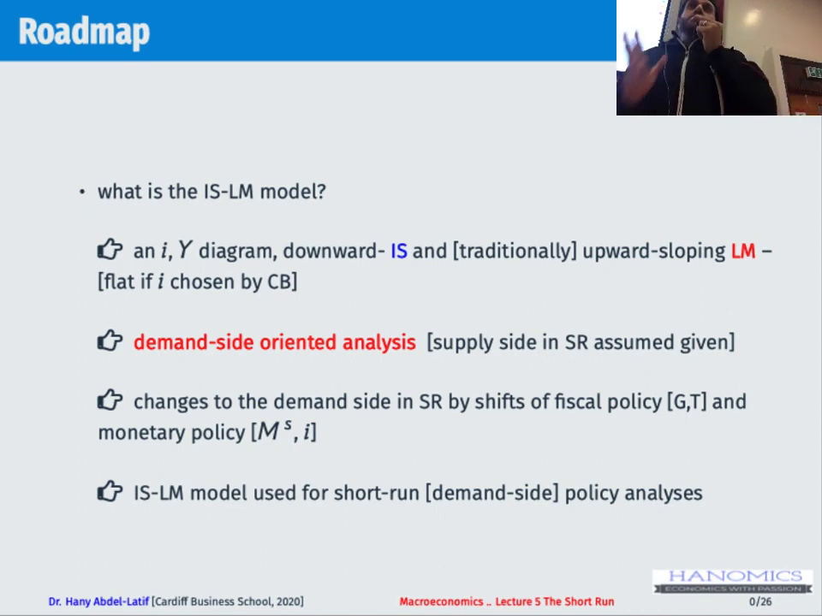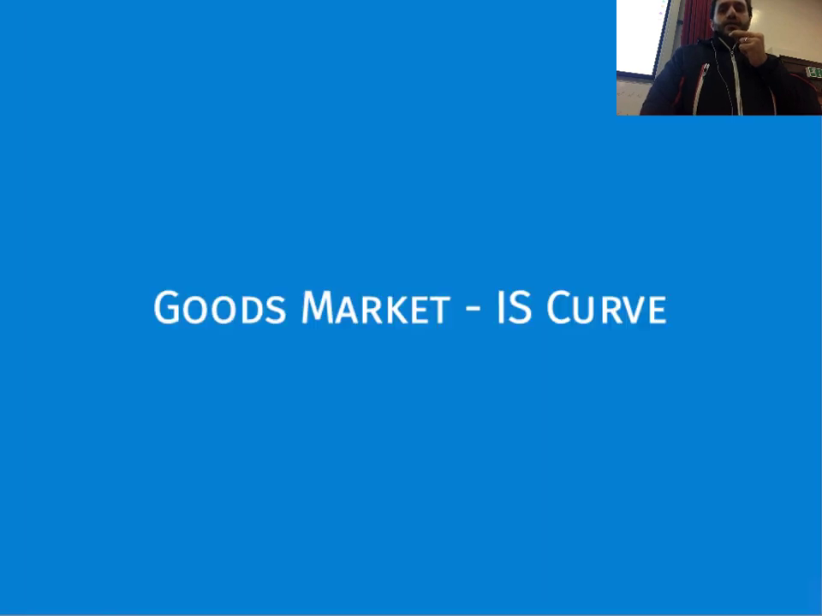So it should be clear before we start that the IS-LM model is used for short-run demand-side policy analysis. Okay? So that's the big picture. What we're going to see is just a graph or a diagram where we can put these relationships together in one place and see the overall equilibrium. So we'll start with the first one.